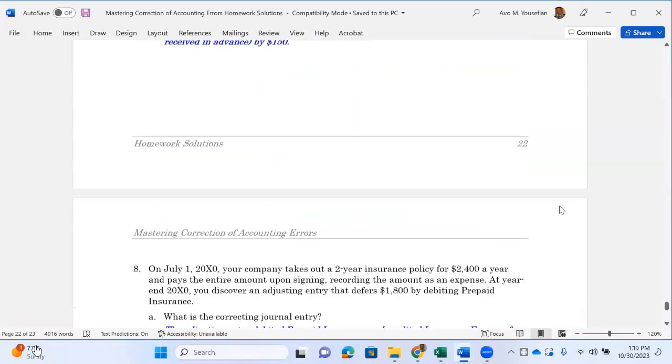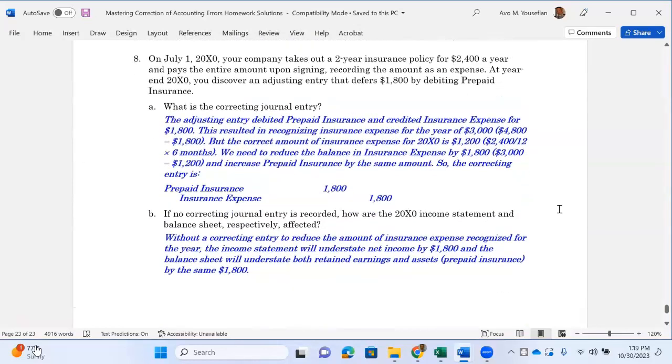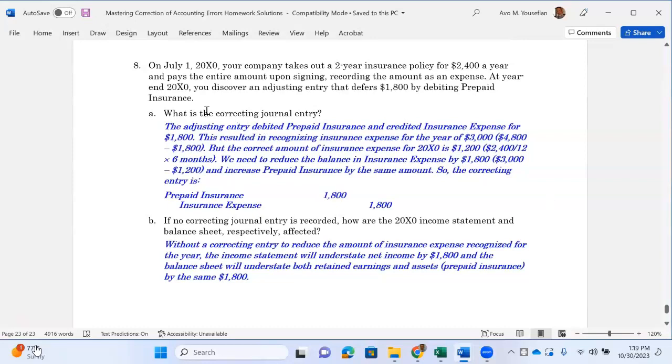And now let's go to problem 8, which is the last. On July 1st of 2020, your company takes out a 2 year insurance policy for $2,400 a year and pays the entire amount upon signing, recording the amount as an expense. So here we go. Let's go back to the T account, please. Cash is, we have a lot of cash, obviously, hopefully, and takes out a 2 year insurance policy, $2,400 a year, and pays the entire amount upon signing.